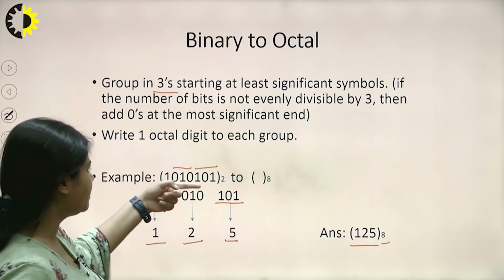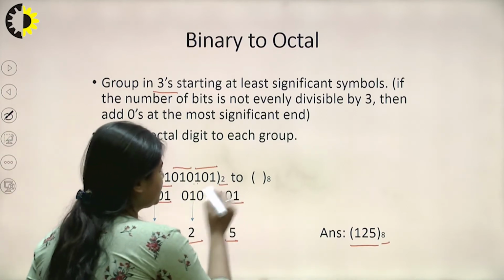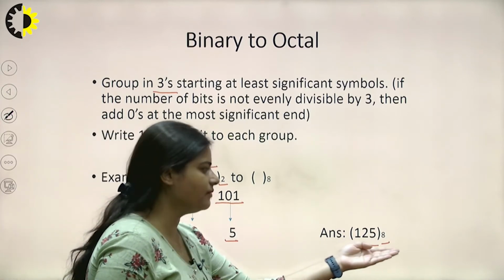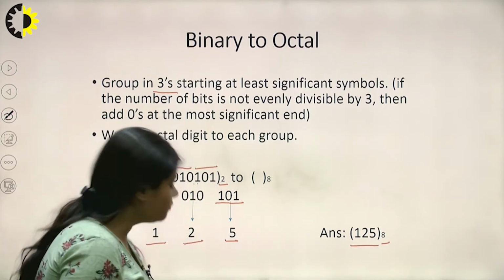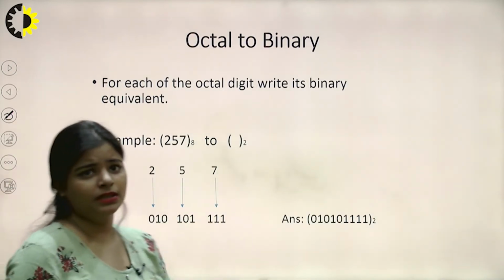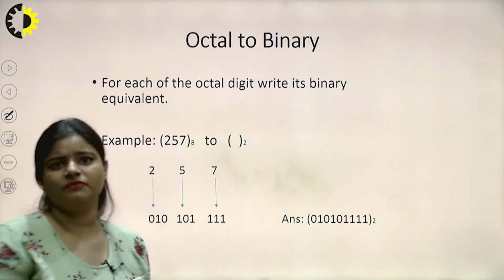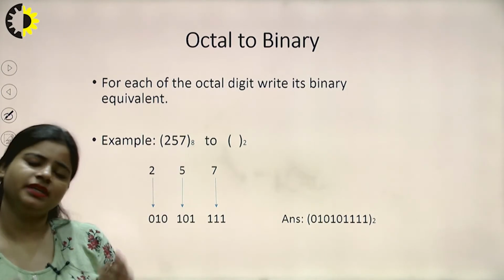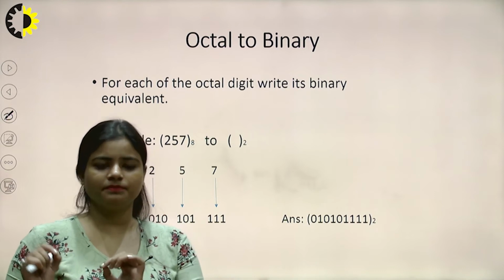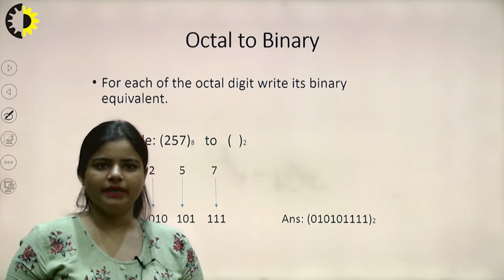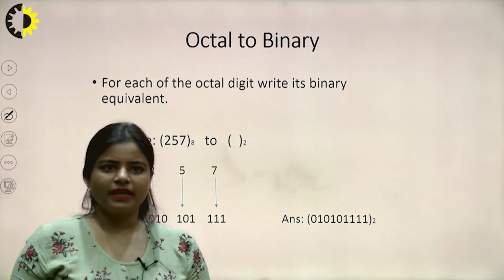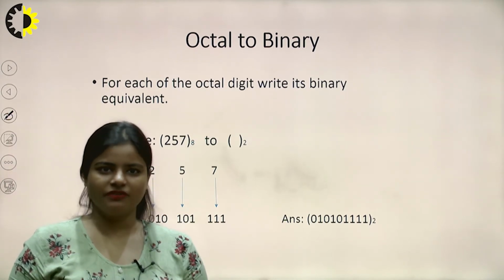So this binary number, because it is base 2, is converted to octal and we have 125 base 8. Okay, now we will see the vice versa process too. Octal to binary. For each octal digit, write its binary equivalent. It is as simple as that. We will just write the binary equivalent for every octal digit.